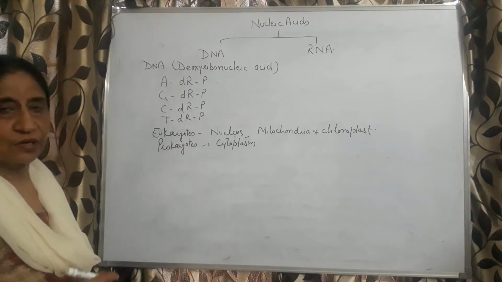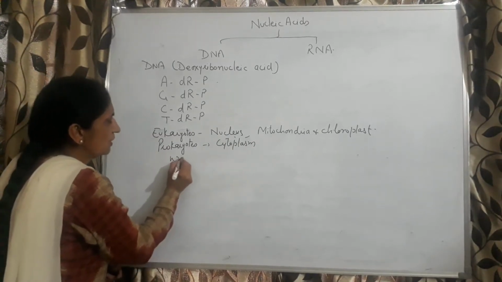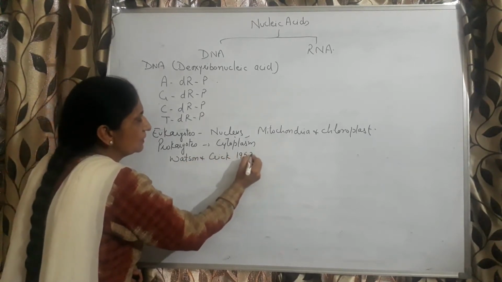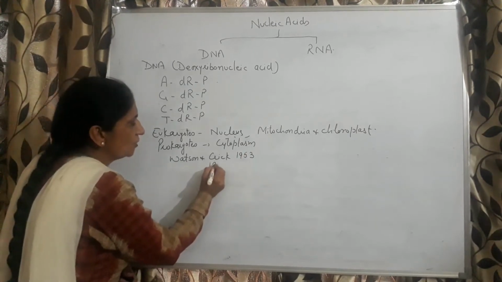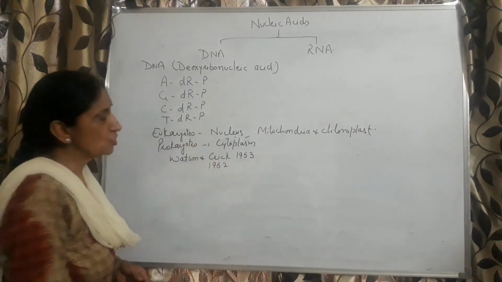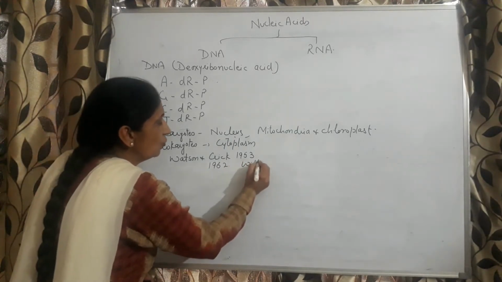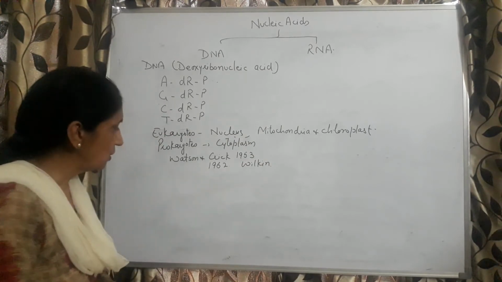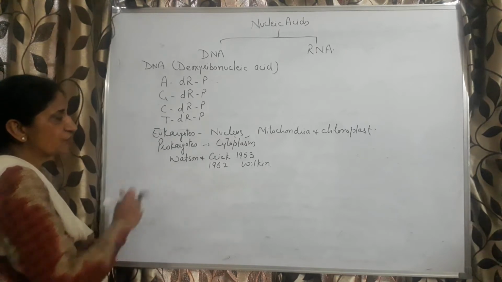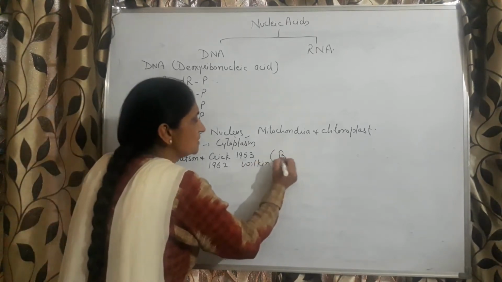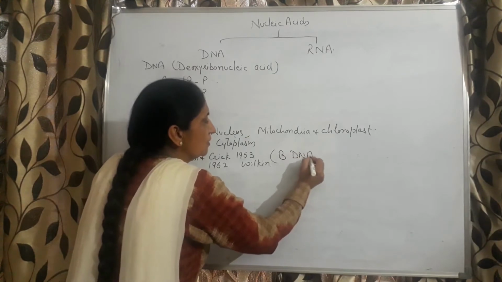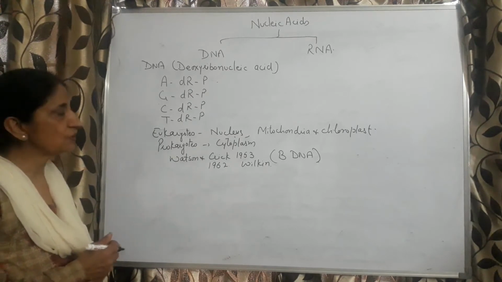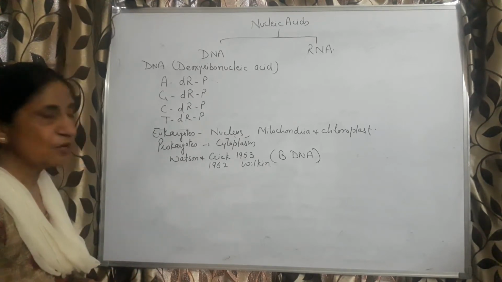The most accepted model to explain the structure of DNA was given by Watson and Crick in 1953. For this they were awarded the Nobel Prize in 1962, which they shared with Wilkins. So these three scientists were awarded the Nobel Prize in 1962. What are the main points of this model? Basically this model is for B-DNA. Later on other families of DNA, slightly different from each other, were also discovered.